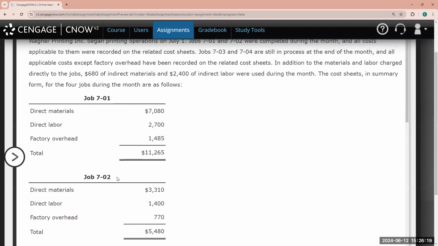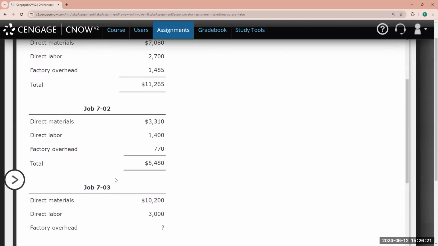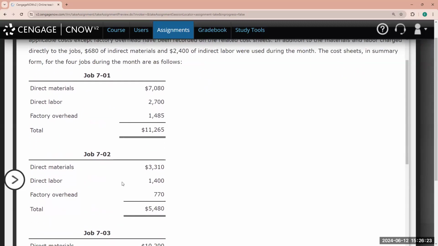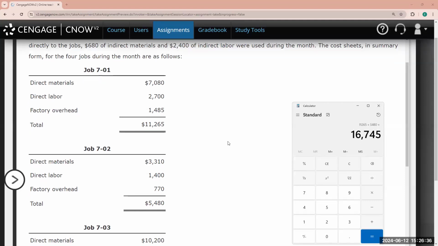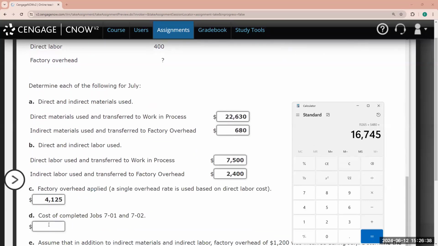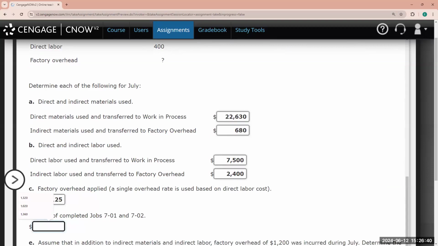Now if we scroll up, the problem is asking us, what is the total for the completed jobs? We know that job 1 and job 2 were completed. So we add the total for job 1 of 11,265 plus the total for job 2 of 5,480. Therefore, the total of the completed jobs is 16,745.